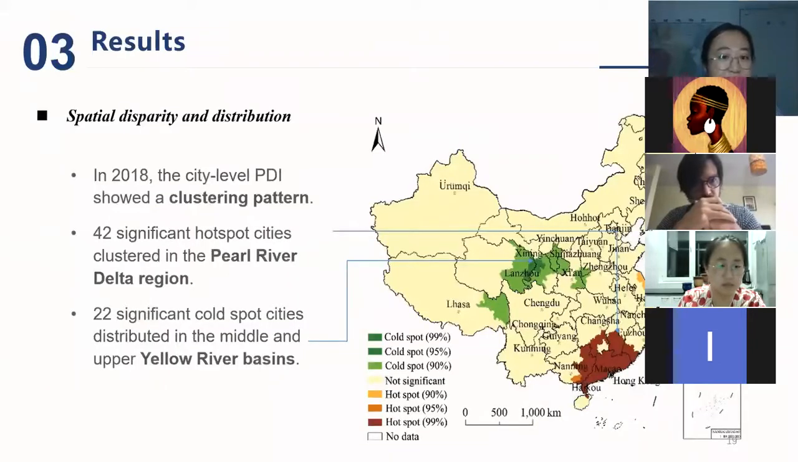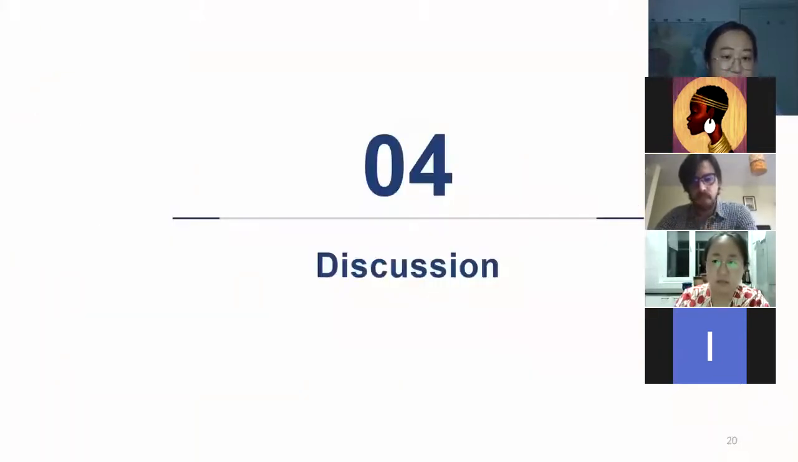The last result is about spatial disparity and distribution. In 2018, the city-level PDI showed a clustering pattern. There were 42 significant hotspot cities clustering in the Pearl River Delta region, while 22 significant cold spot cities were distributed in the middle and upper Yellow River basins.